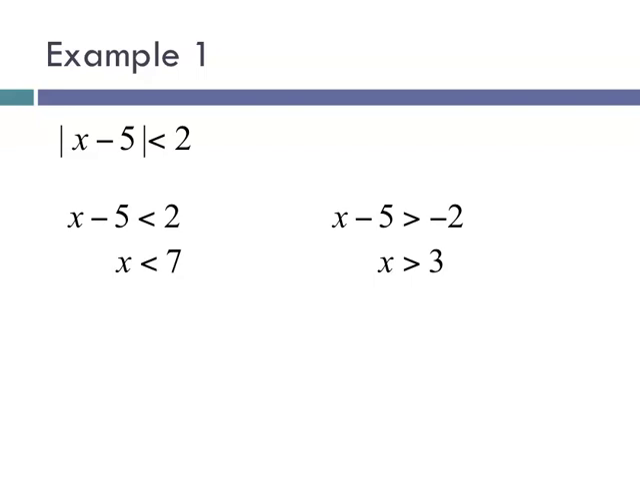In this case, we have a less than, so this is going to be a conjunction. This is an and statement. So your value of x has to be less than 7 and greater than 3. Now if we write this in interval notation, that would be parentheses 3, 7.